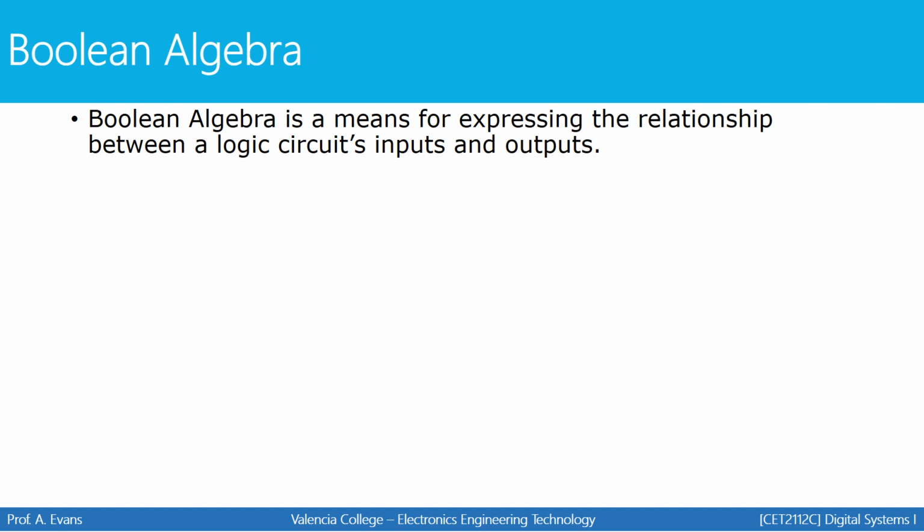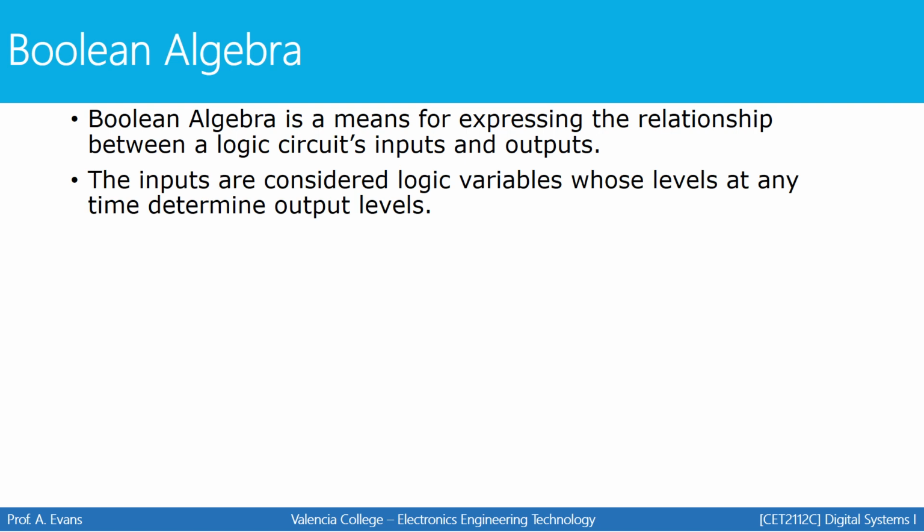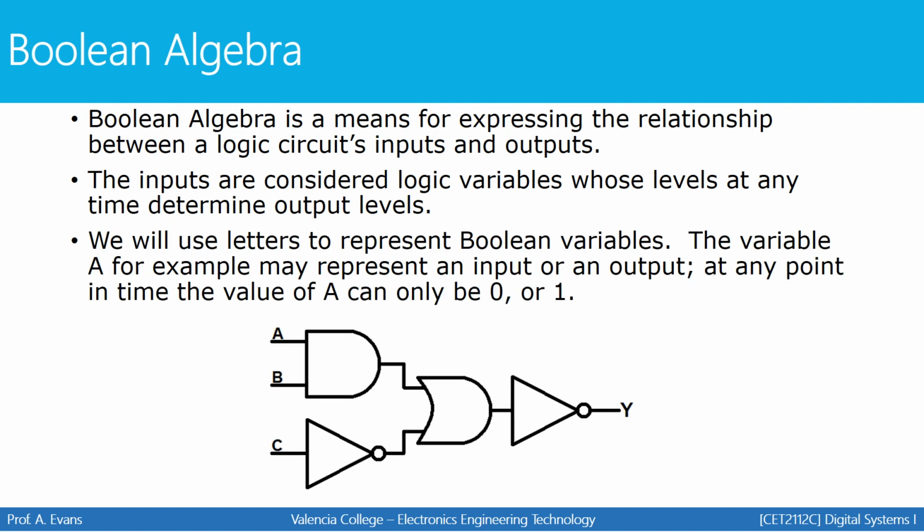So Boolean algebra is a means for expressing the relationship between a circuit's inputs and outputs when it applies to digital systems. The inputs are considered variables, just like you have seen variables in an algebra class prior to this. We consider the inputs variables, but those variables can only ever have an input level of 0 or 1. So if you take a look at the circuit on the screen, this is a basic combinational logic circuit. Notice we have three inputs, input A, input B, and input C. And those are labeled with variable names.